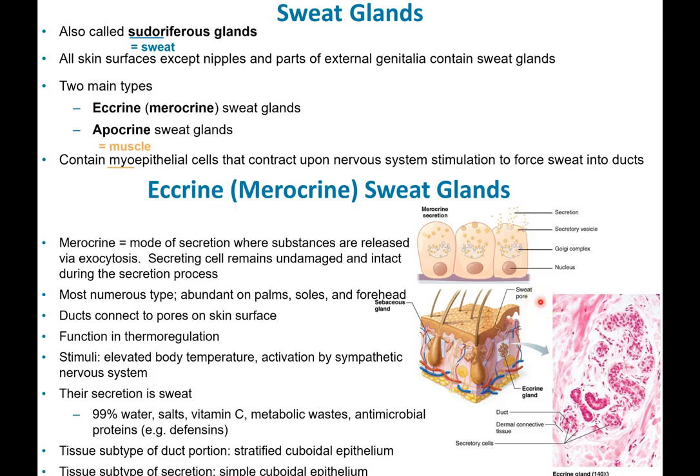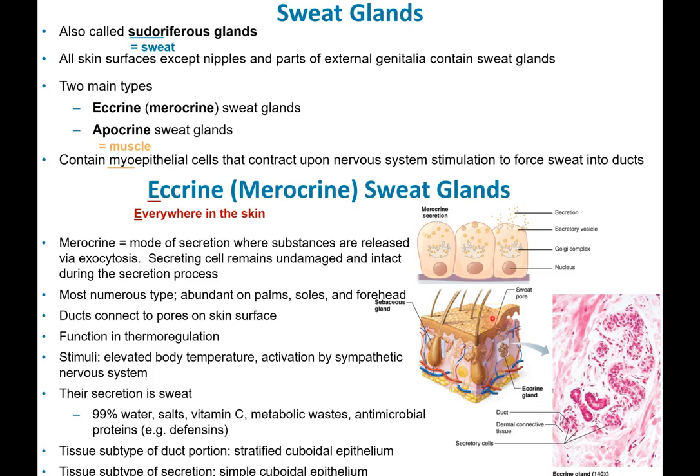Eccrine sweat glands are the most widespread sweat gland in the body, and they are present in highest numbers in the palms, soles, and forehead. A helpful mnemonic is to remember the E in eccrine as E for everywhere in the skin. Ducts of eccrine glands connect to pores that will empty sweat onto the surface of the skin.